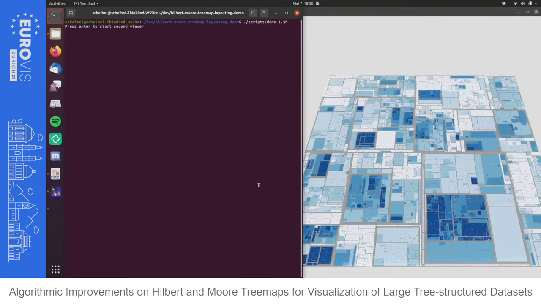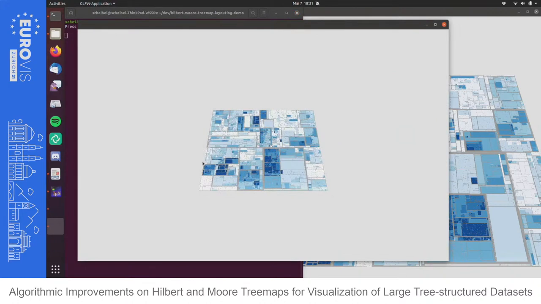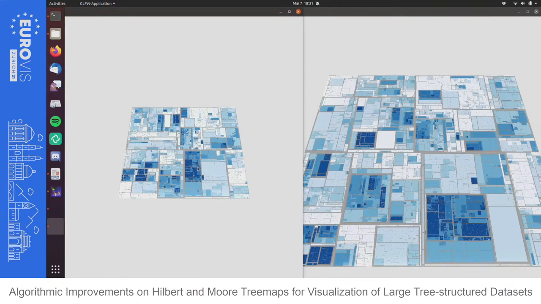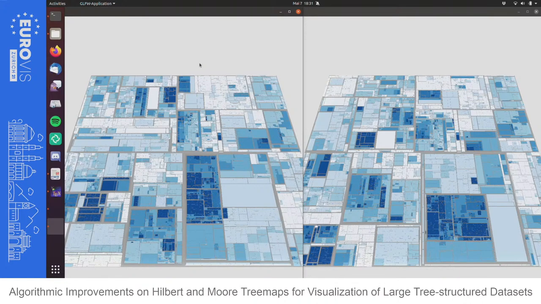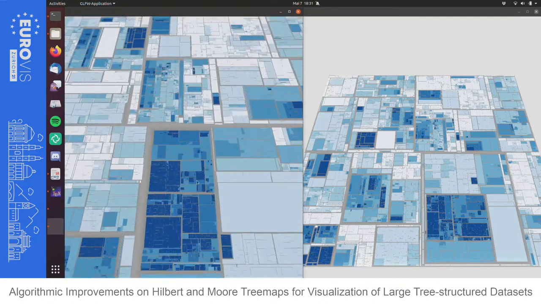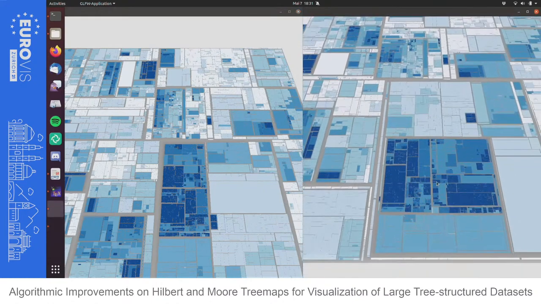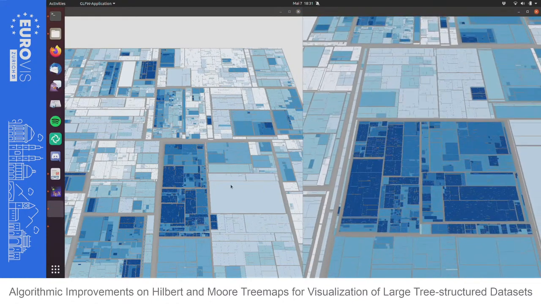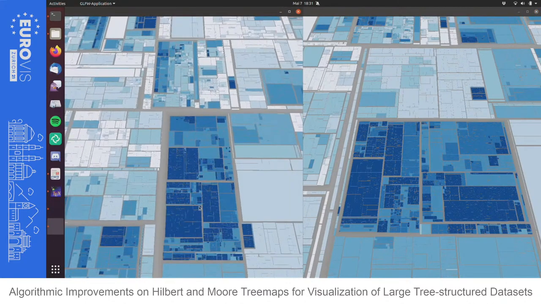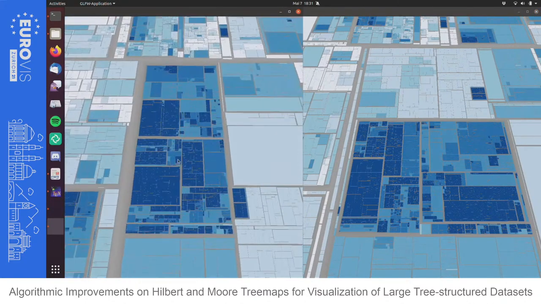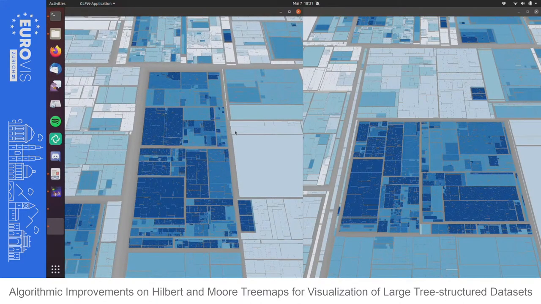I can load up a second viewer too. So I can show the same dataset with the same Hilbert Treemap algorithm, but this time with the min-max partitioning. As you can see, in the right Treemap viewer, this area is laid out as this area using the min-max partitioning. You can see similarities, but also differences. This Firefox dataset has roughly above 100,000 nodes.